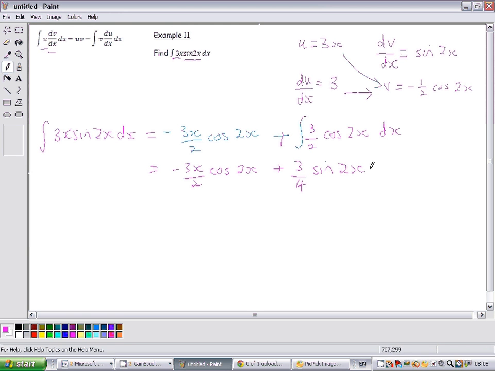Now, in terms of why I chose 3x to be u, you'll see that 3x became more simple, it became just 3. And when I integrated sine, it didn't become any more complicated. Cos is no more complicated than sine. So what you're looking for is making one of the terms easier by making it have, say, a smaller power, if it's a polynomial. And on this side, when you're integrating, you want something that isn't going to get any more complicated, if you can. There is one exception to that when we come to integrate log x, and I'll talk about that later on.